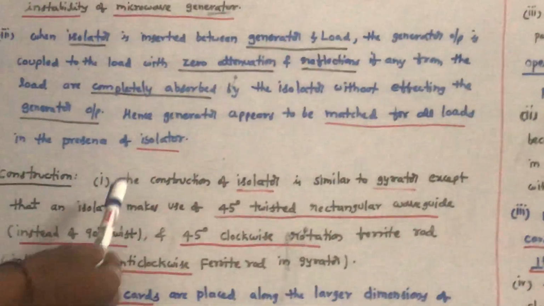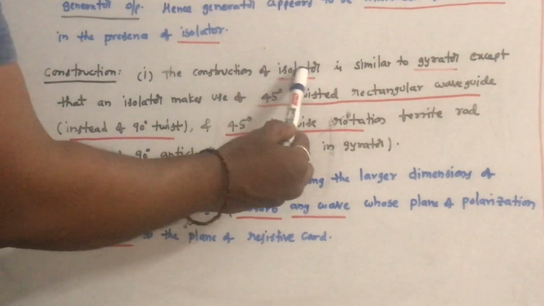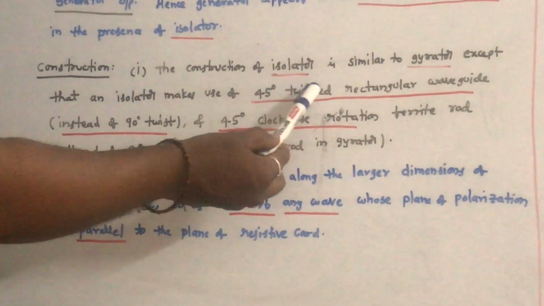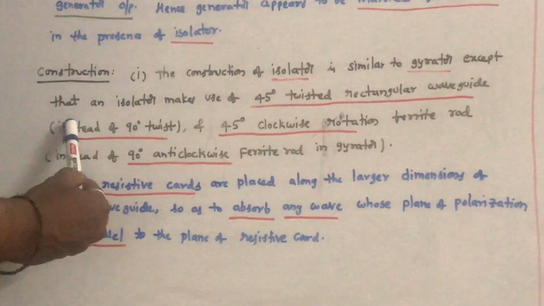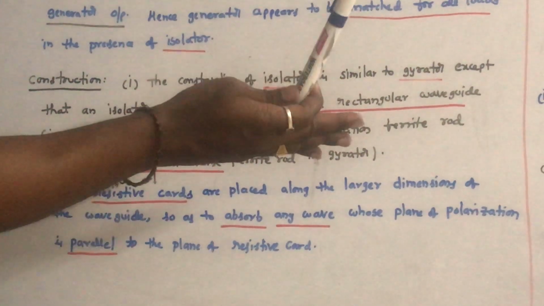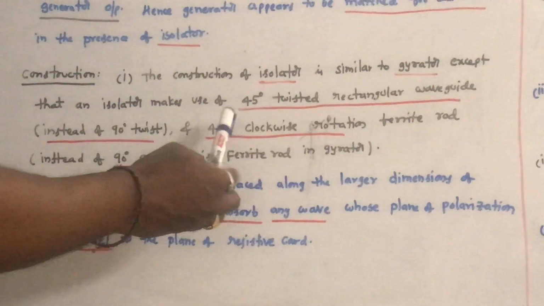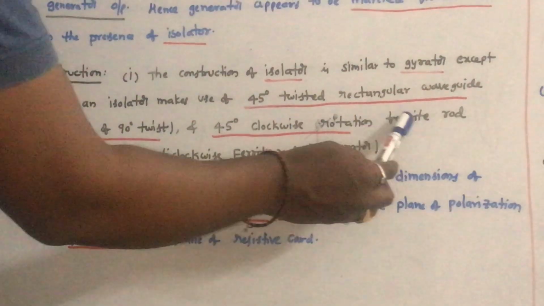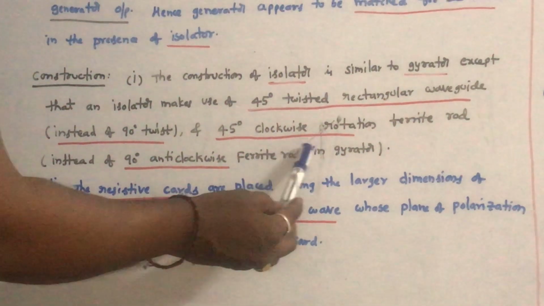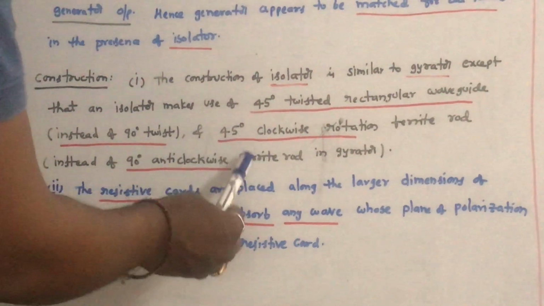The construction of the isolator is similar to the gyrator, which we discussed earlier, except that an isolator makes use of a 45 degrees twisted rectangular waveguide, whereas the gyrator uses a 90 degrees twist. The isolator also uses a 45 degrees clockwise rotation ferrite rod, whereas the gyrator uses a 90 degrees anti-clockwise ferrite rod. So you can see this difference between gyrator and isolator.